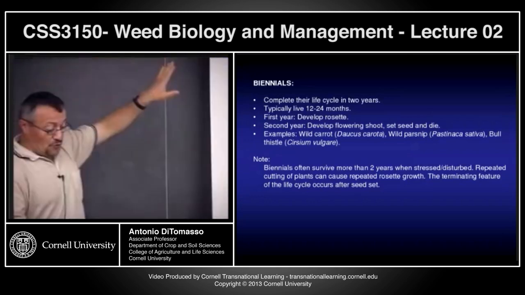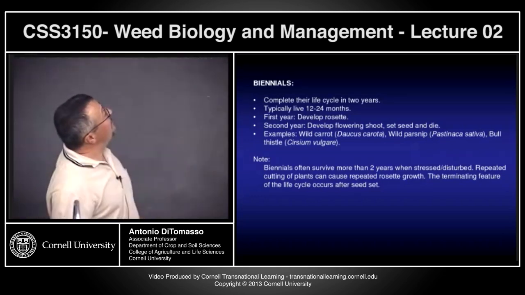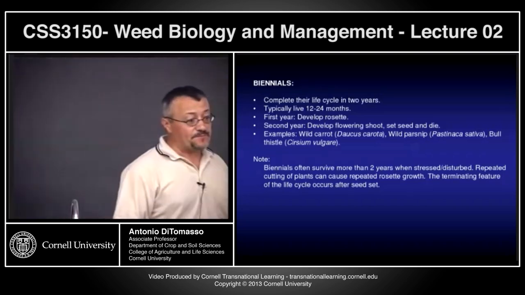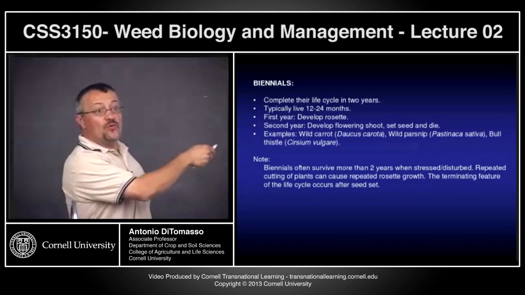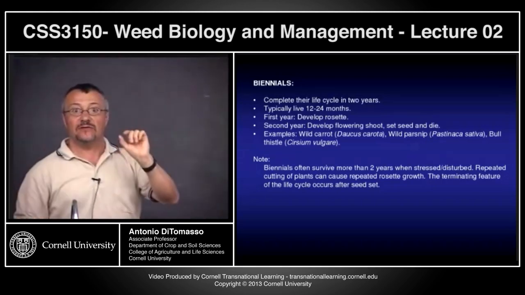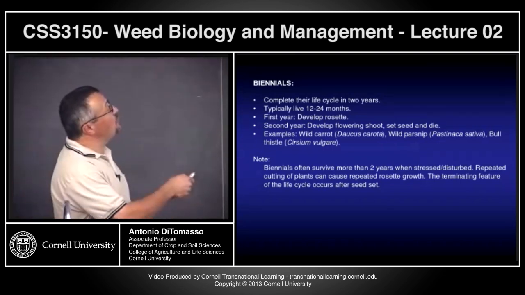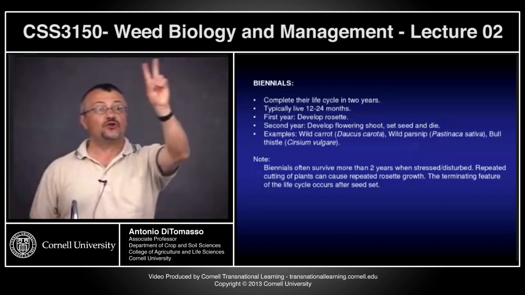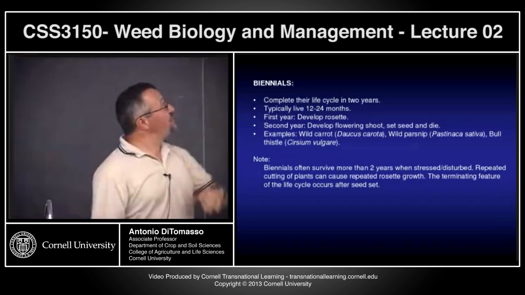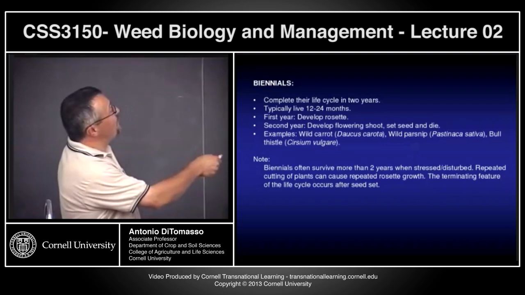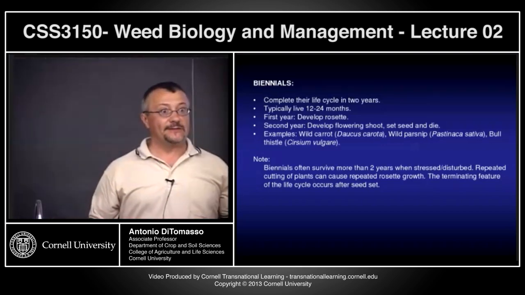The other term is biennial, and please note the spelling. It is not an A here, it's an E. It's not biannual, just like an annual. It's biennial, with an E. I often see this mistake. These are plants that complete their life cycle during two growing seasons. In our part of the world, the first year the plant will develop a rosette. Garlic mustard is a good example for those of you who work in natural areas.